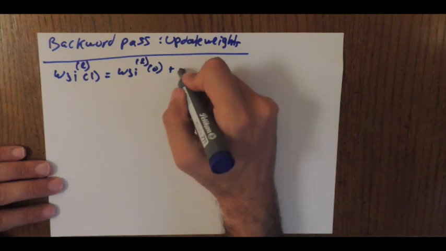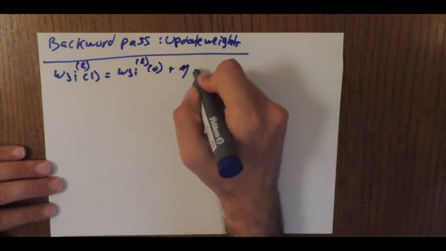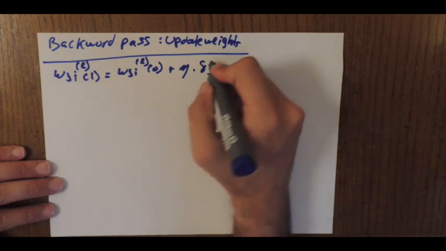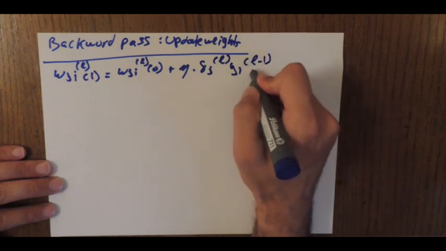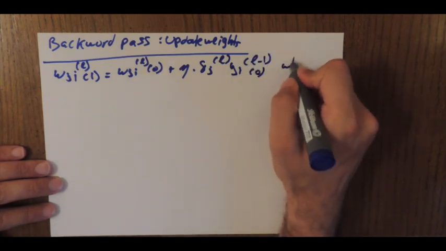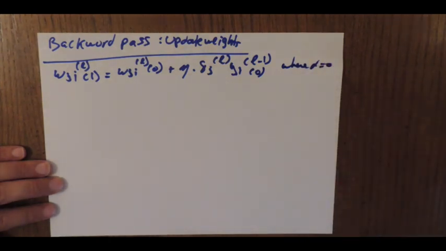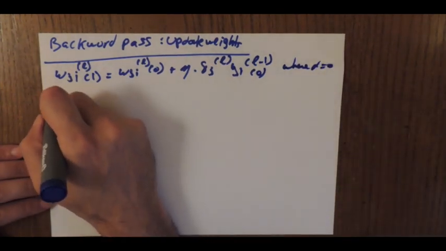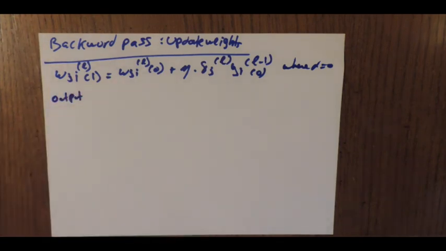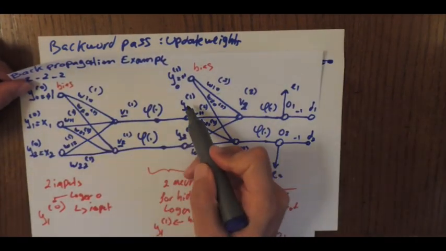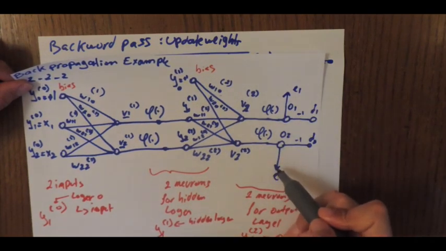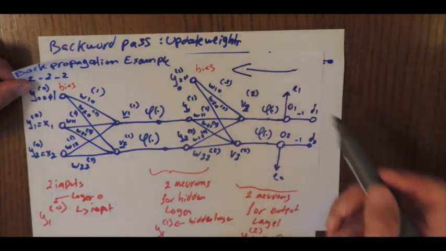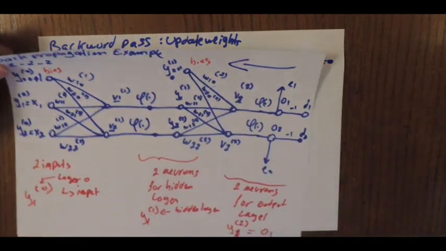plus the learning rate times the local gradient at L times y of L minus 1 for 0, where alpha is equal to 0.5. Now, we start from the output layer in this case. So what we're trying to do is, we calculated V1, V2, and Y1 of 1 and Y2 of 1. And now we calculated O1 and O2, and we calculated the error. Now it's time to go with the backward pass. So we start here and then we propagate inside.